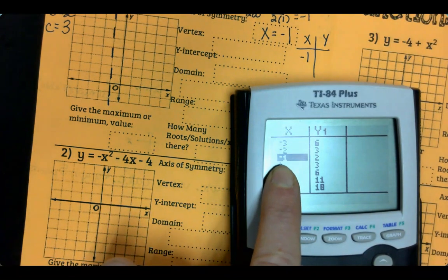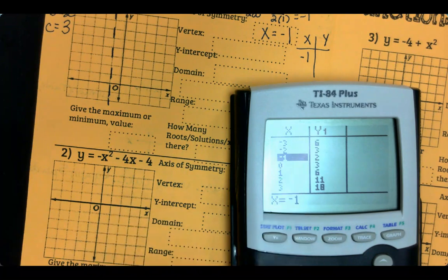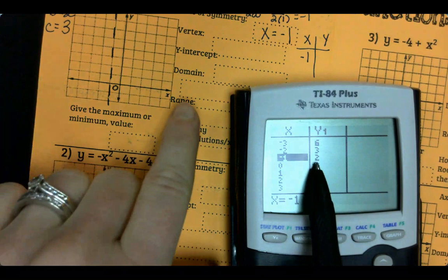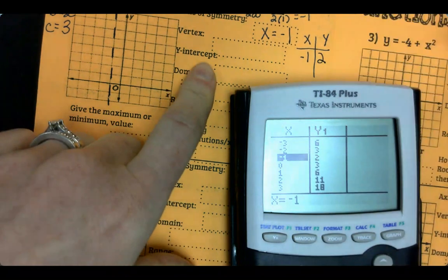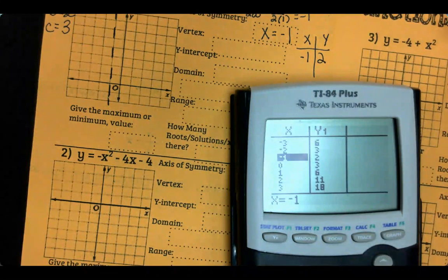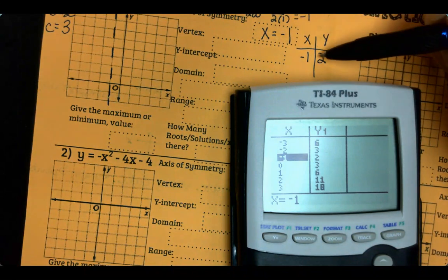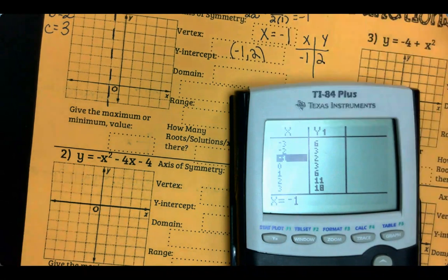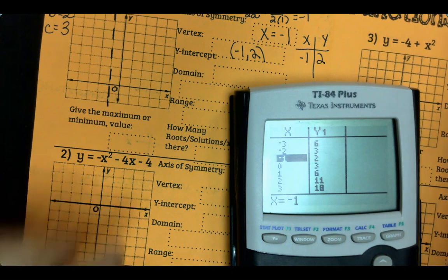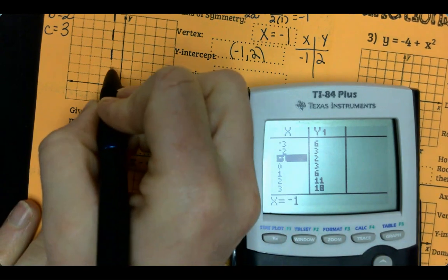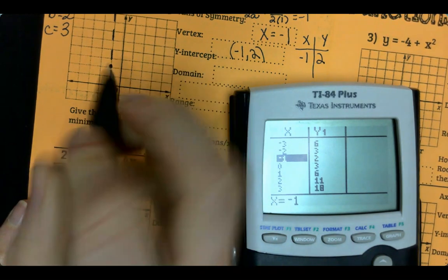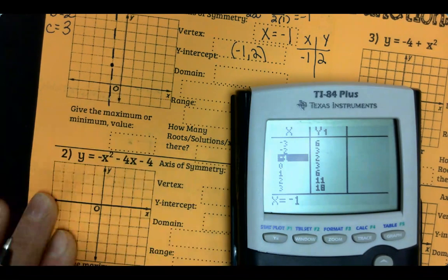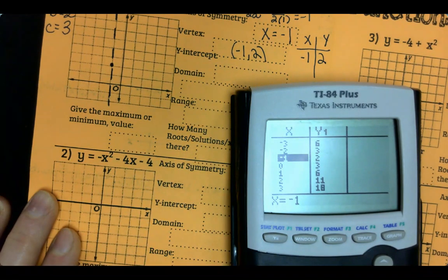So go to negative 1. Where x is negative 1, and that's at 2. So that is our first point, which is also called the vertex. Negative 1, 2. So plot that point. Negative 1, 2. And it is supposed to be on the axis of symmetry. So go over negative 1 and up to 2.